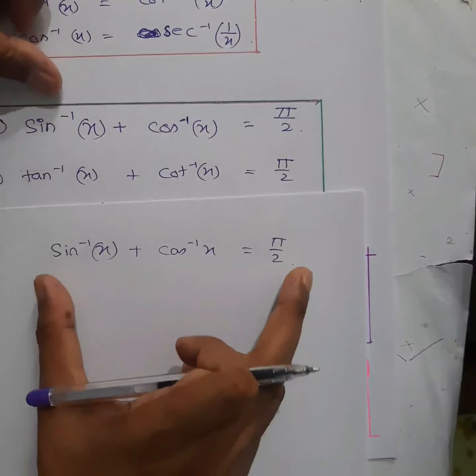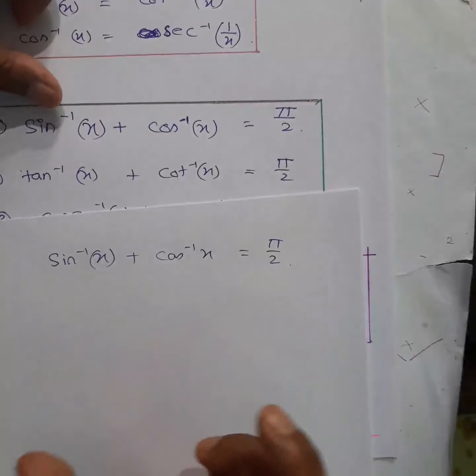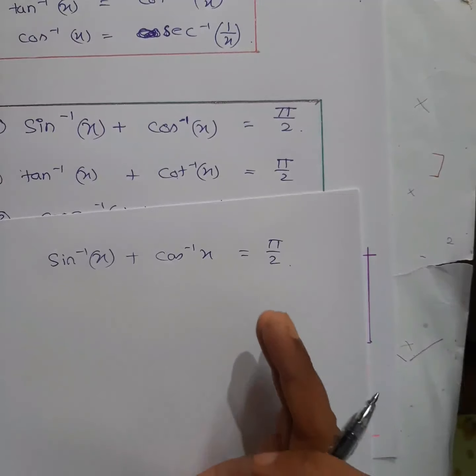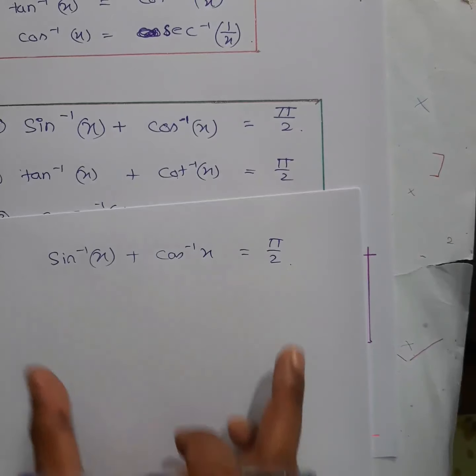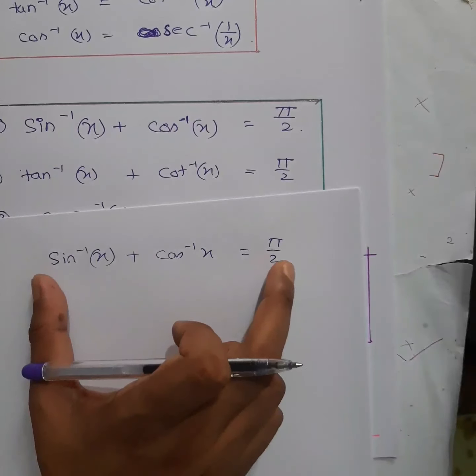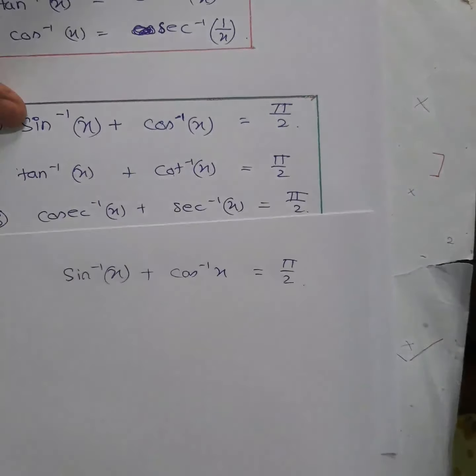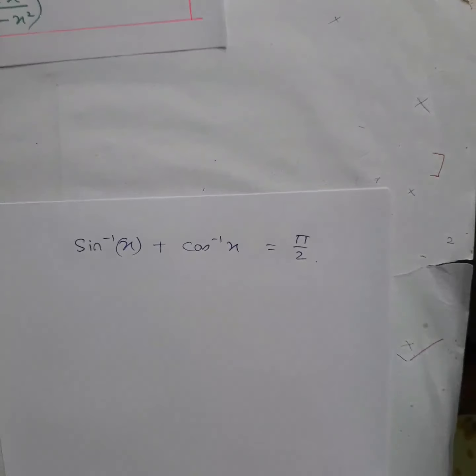If you simply memorize the identity, there is a chance that after a few months or a few days you will forget it. But once you understand the derivation, it will always remain there. You can always remember this formula. So see here how I will derive this one.